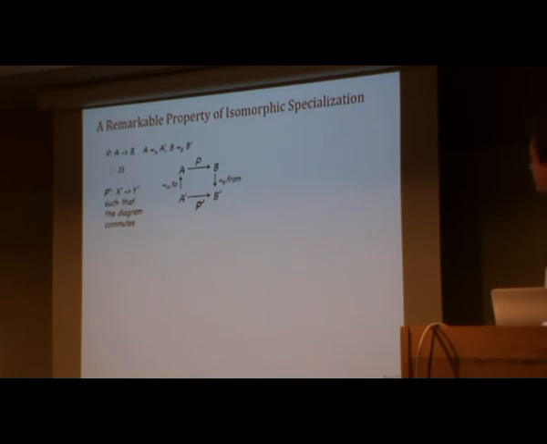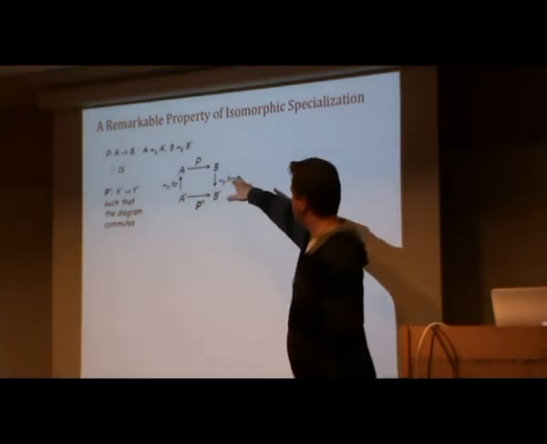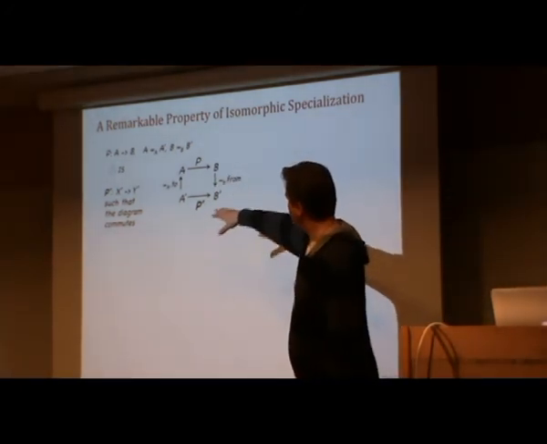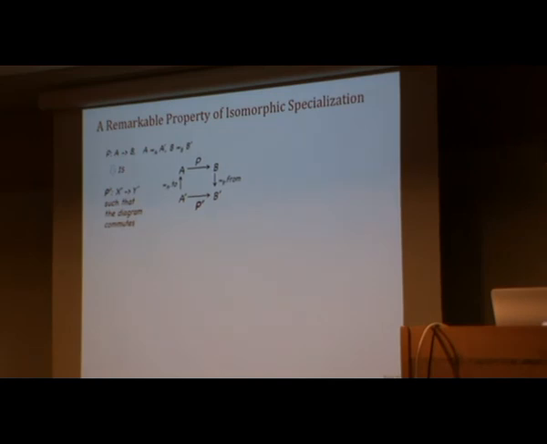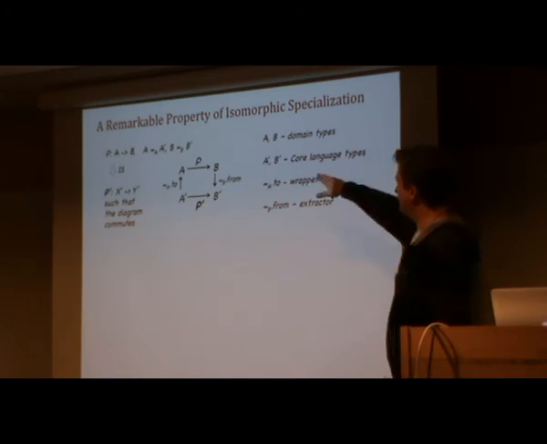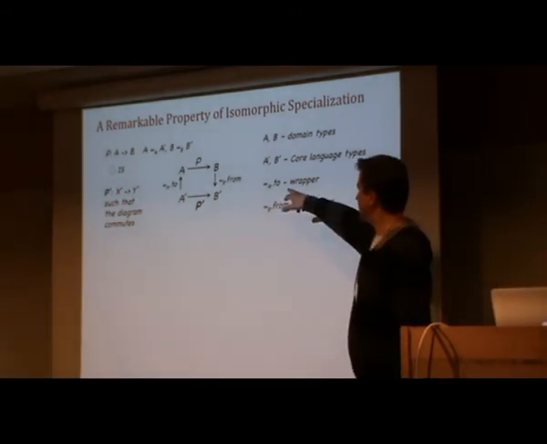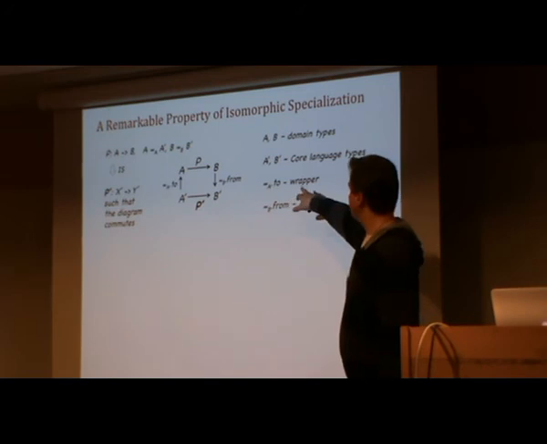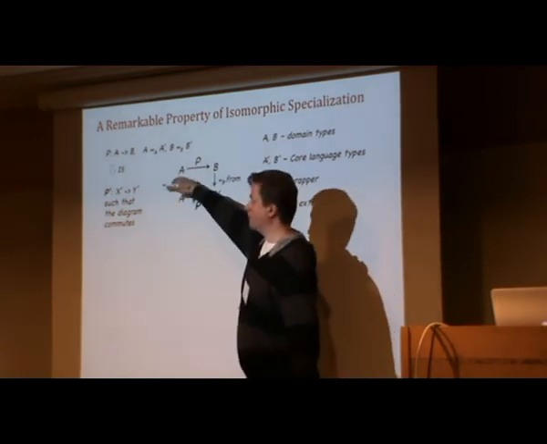And the remarkable property of this isomorphic specialization algorithm is that if we have this setup where we have a program from A to B, some isomorphism, and we transform from P to P prime, then if A and B are the domain types and A prime, B prime are core language types, then this isomorphism, the two parts of the isomorphism, is a wrapper which wraps these core types into some domain abstraction.